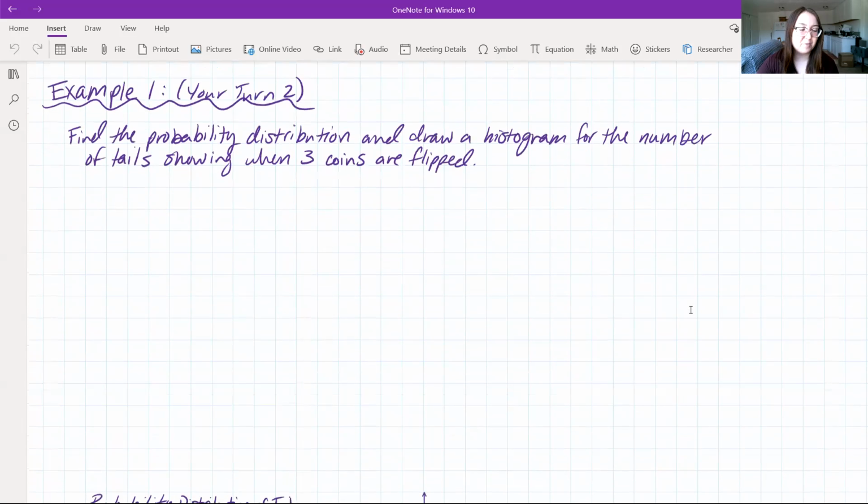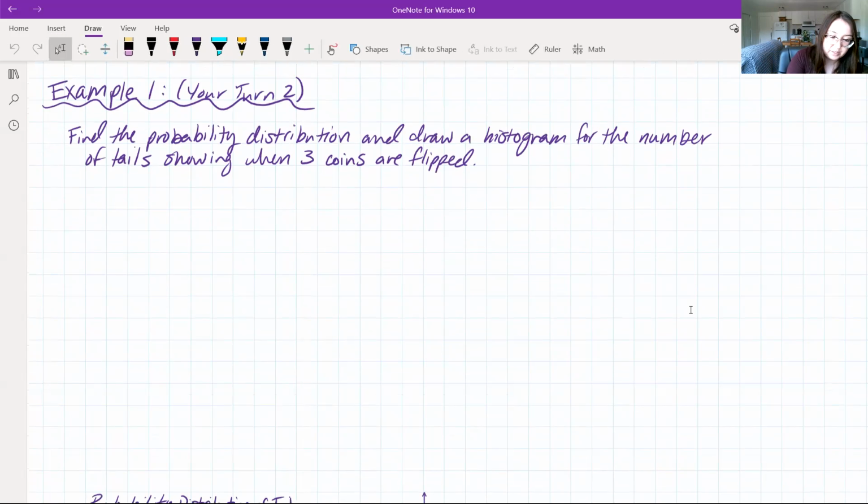All right, let's start with our first example. We want to find the probability distribution and draw a histogram for the number of tails showing when 3 coins are flipped. So what we're going to do here is we're going to let X be the random variable.